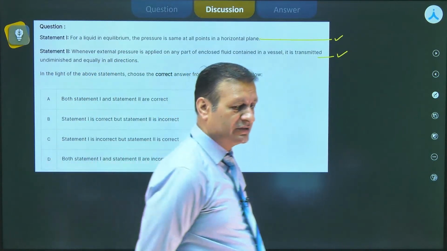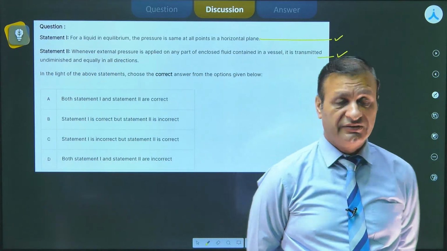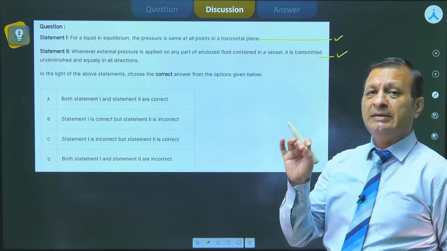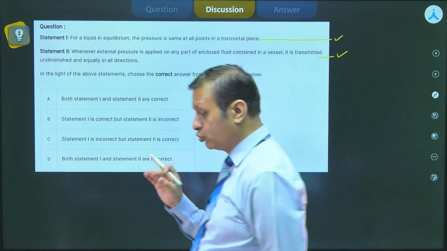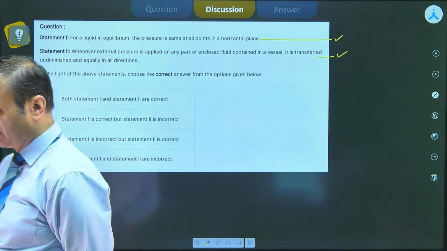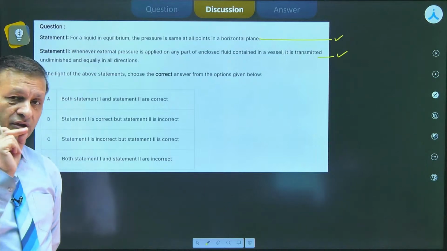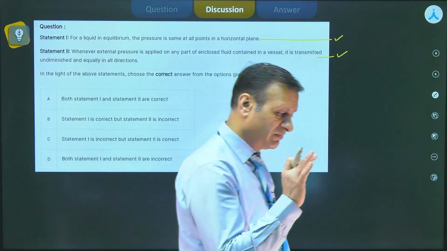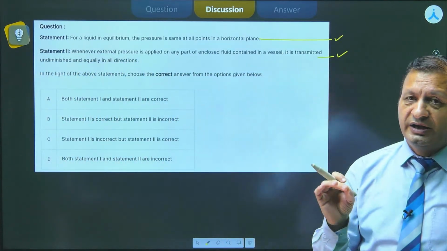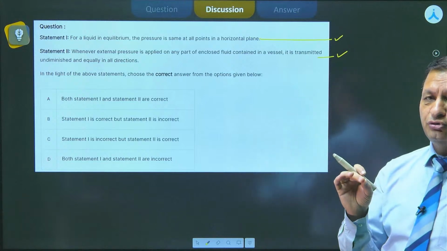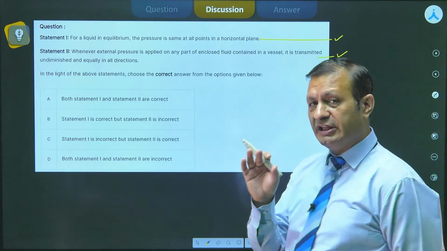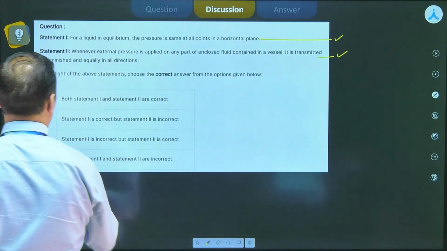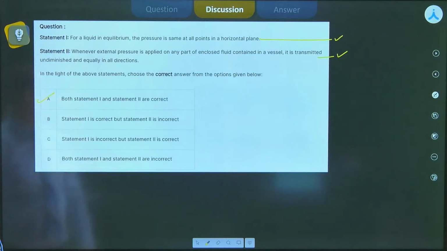Pascal law also says, and this is for an ideal fluid, if pressure is exerted at any point of a fluid in an enclosed container, and we are talking about an ideal fluid, non-viscous, incompressible, then this pressure is transmitted to the whole of the liquid undiminished. So this is the second statement. Both statement 1 and 2 are correct. Any doubt?